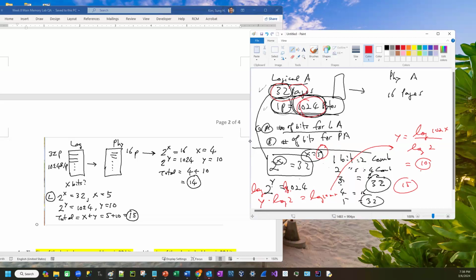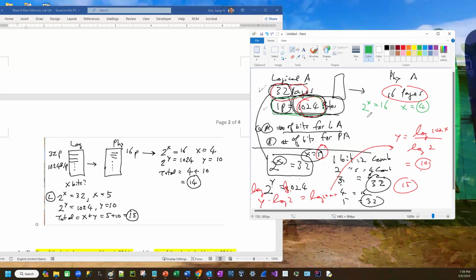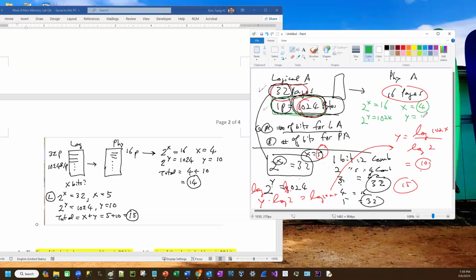Okay. You do the same thing for the physical address, because it says it has 16 pages. So what I need is 2 to the x is 16, and x turns out to be 4. But we already figured out that each page was 1024 bytes, so 2 to the y is 1024, and y turned out to be 10. So here, on the physical side, I need only 14. Okay, I hope that makes sense to you.